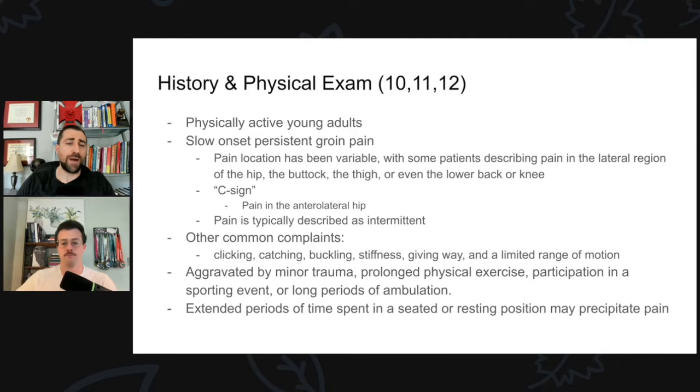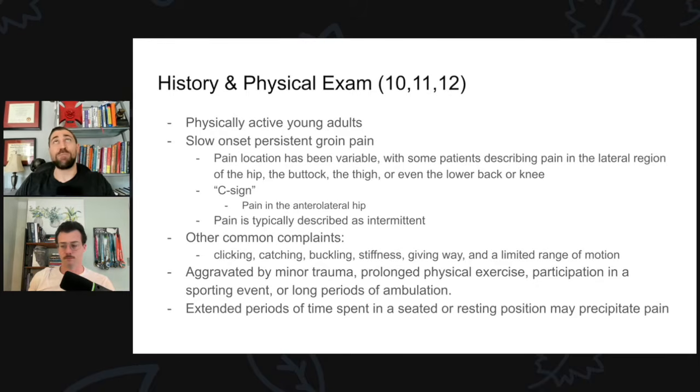It can be aggravated by minor trauma. It's not necessarily a car accident, but let's say you kind of jam it when playing a sport, rotating. Let's say you're throwing a baseball, and that trauma can cause some aggravation. It can also hurt with prolonged physical exercise. I've had some folks that have pain while running for a prolonged period. After a period of time, it starts to get worse and worse. Obviously, participation in a sporting event, there's a lot of cutting, pivoting, rotating. That can create issues, and long periods of ambulation.